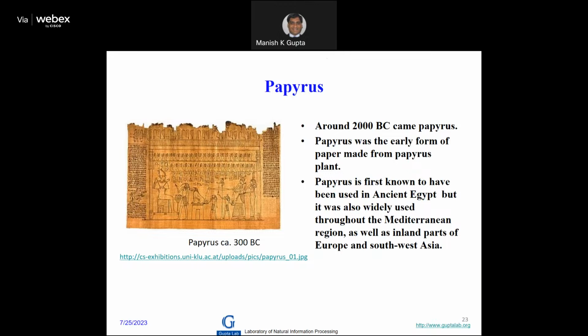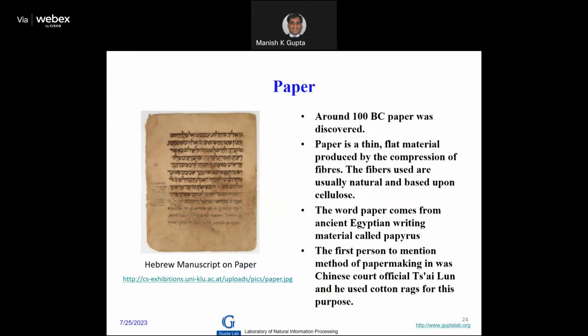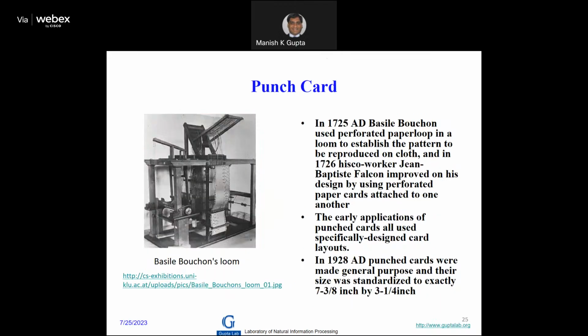Okay, so this is also around 300 BC, before 300 BC. Paper came around 100 BC, and as you know, it was discovered in China. All this storing data. Punch card was a very interesting thing. I think as a computer science student, you must be knowing that the first computer program was written in punch cards for operating looms, in Europe.